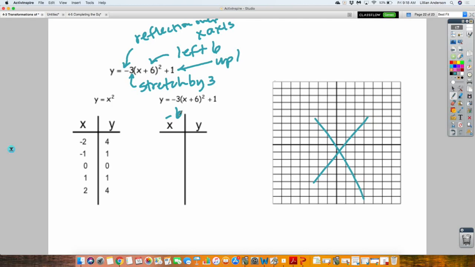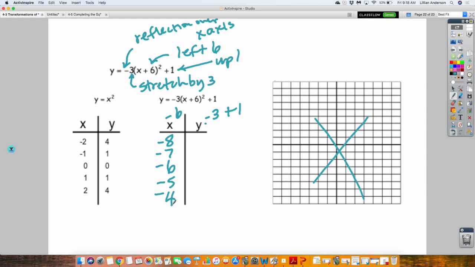What am I going to do to my x's? Subtract 6. And that's it. But to my y's, I'm going to multiply by -3 and add 1. You multiply by a, you add or subtract your k. So my x's are going to turn to -8, -7. And then my y's, I'm going to multiply by -3, add 1.